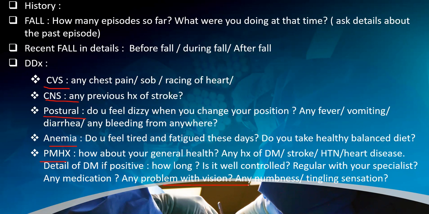Any problem with your vision? Any numbness, tingling sensation in your legs? Are you regular with your specialist? Do you know what is your last HbA1c? HbA1c helps us to find out if the diabetes is well controlled or not. Clear? So if positive diabetes history is there, you have to ask all these questions to find out what's going on. That's very important, because diabetic retinopathy, diabetic peripheral neuropathy, all can lead to frequent fall.